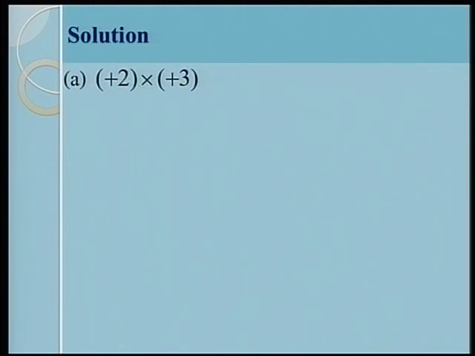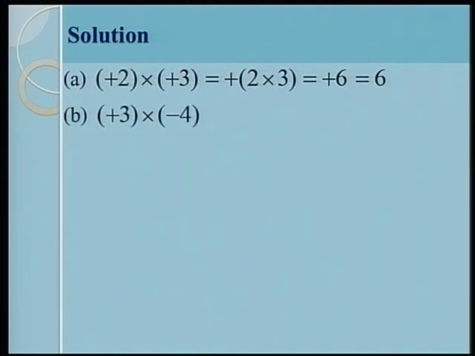Positive 2 multiplied by positive 3. Here we are multiplying two positive numbers. So the answer will be a positive number. So 2 times 3 gives positive 6. It is not necessary to write the positive sign in front of the 6.